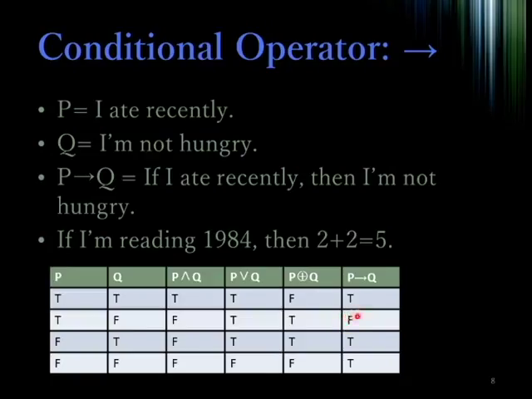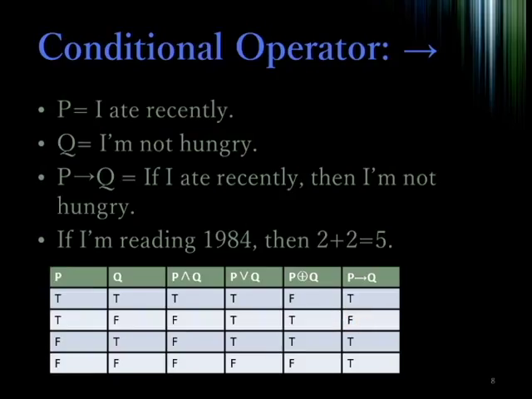Similarly, if I'm reading 1984, then 2 plus 2 equals 5. If I am not reading 1984, then I am not saying that 2 plus 2 equals 5. Therefore, the statement P implies Q will only be false when P is true and Q is false.